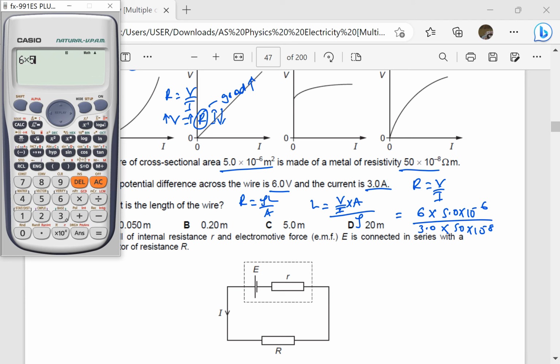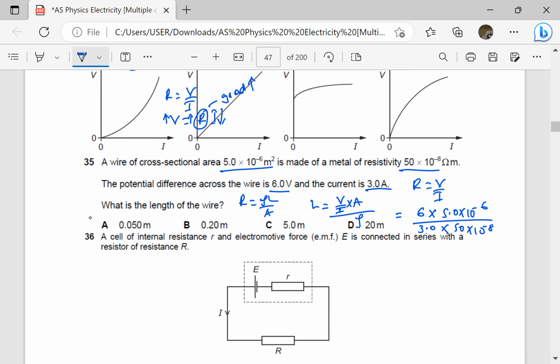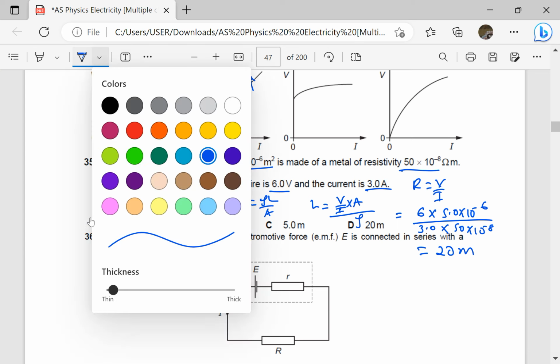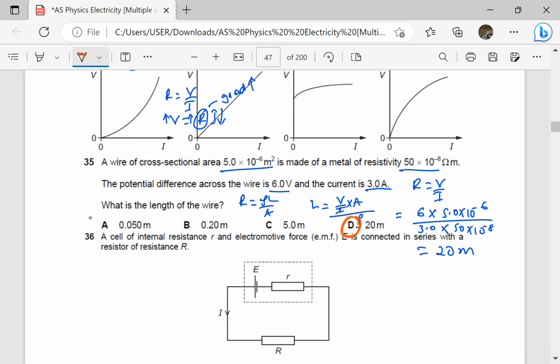6 times 5 exponent negative 6, divided by 3 times 50 exponent negative 8. So I am getting the answer here as 20. So the answer is going to be D. So this is giving us 20 meters, which means the answer here is going to be D.